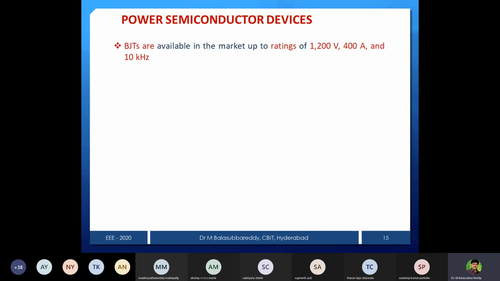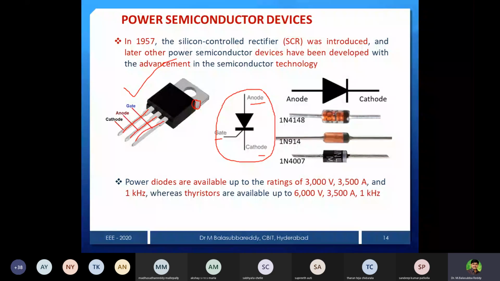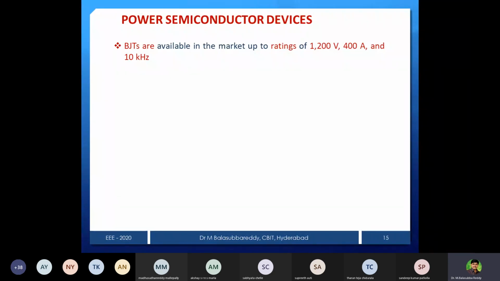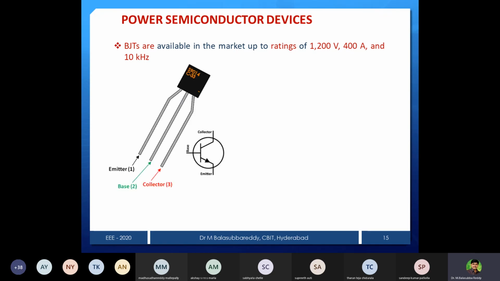And then you can see the BJT rating: voltage and current ratings are less in the case of BJT, but switching frequency is high. In the case of SCRs it is only 1 kilohertz switching frequency, and here it is 10 kilohertz. Switching frequency means on and off time intervals. It goes on and off at a very fast rate, but voltage and current ratings are small.